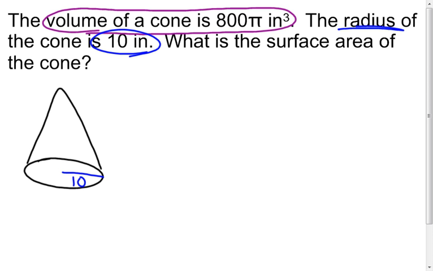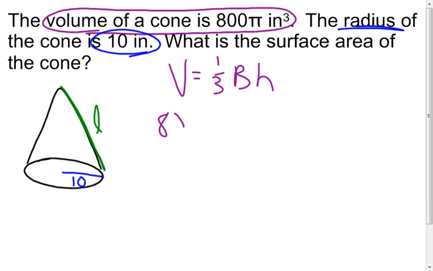And really what we need to figure out is the slant height, because I need the slant height to calculate the surface area. If I know the slant height, I'll be good to go. But all I know right now is the volume, and I'm going to go back to my volume formula. Volume is equal to 1/3 area of the base times height. So I'm going to start plugging in things that I know. I know that the volume is 800 pi, so that equals 1/3.